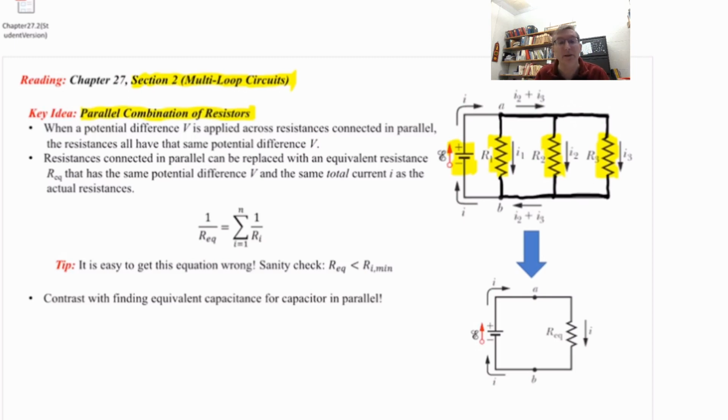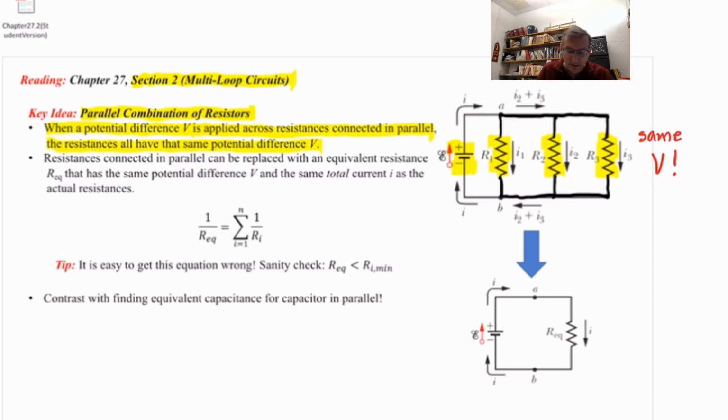Okay, now here's a very important thing to note. When there's a potential difference, we'll label it V, applied across resistances connected in parallel, the resistances all have that same potential difference V. So in this case, since the three resistors are all connected directly across the terminals of this battery, they must have, all three of them, the same potential difference across them, which is the EMF of that battery in this case. And that's an important thing to know then. Resistors in parallel have the same potential difference. Okay, same V is what that means.